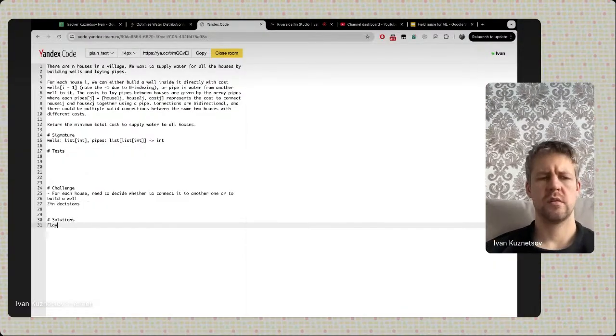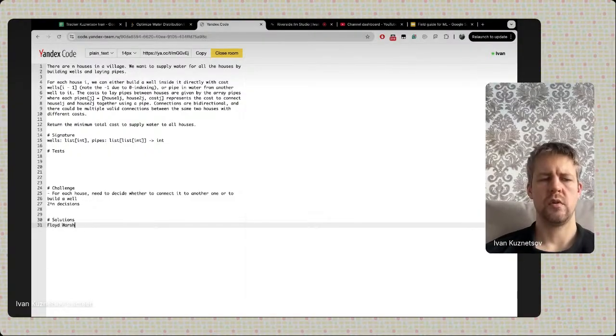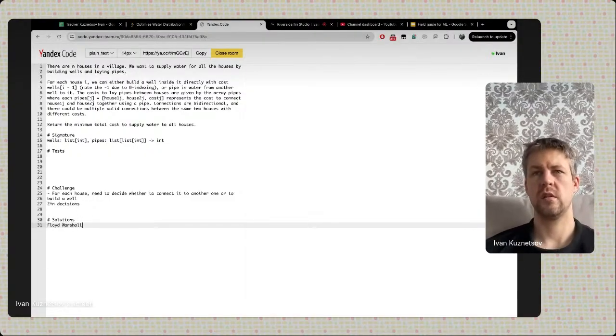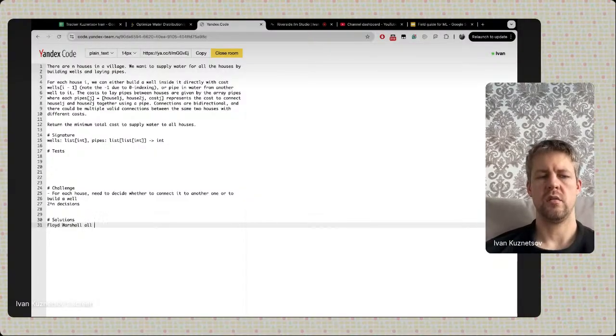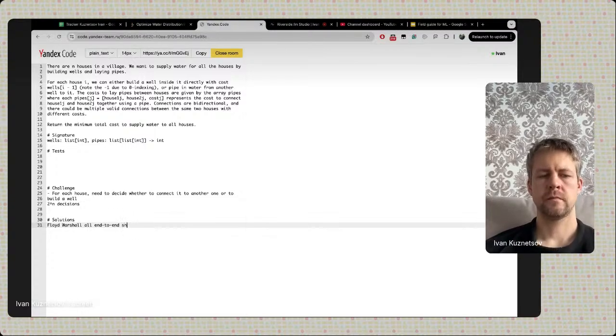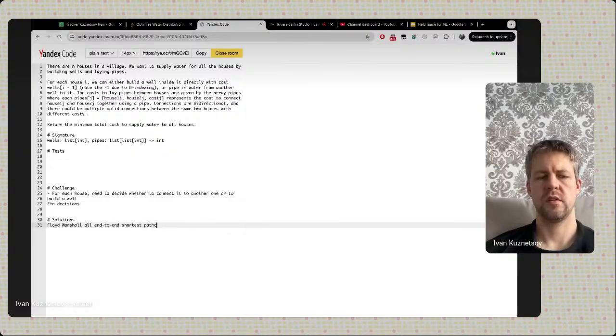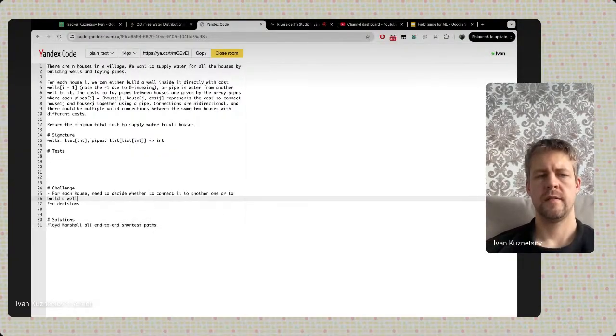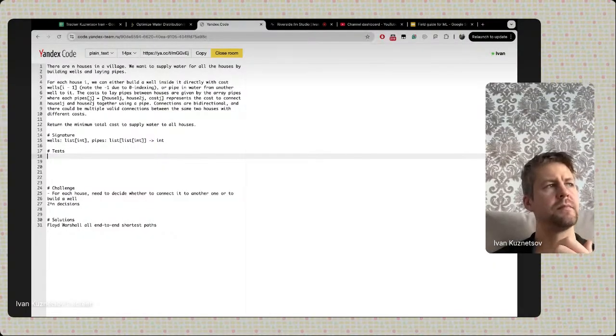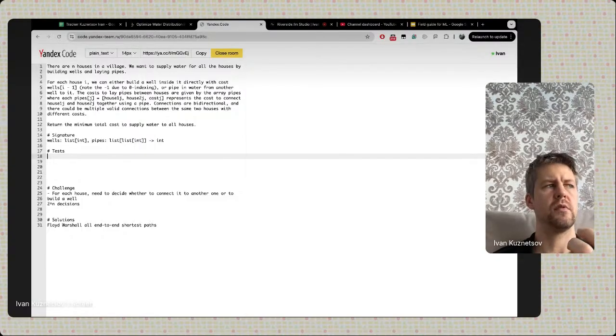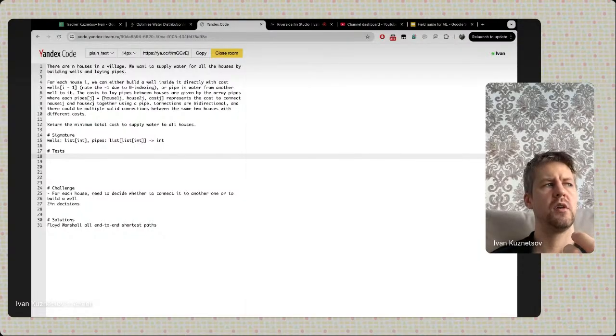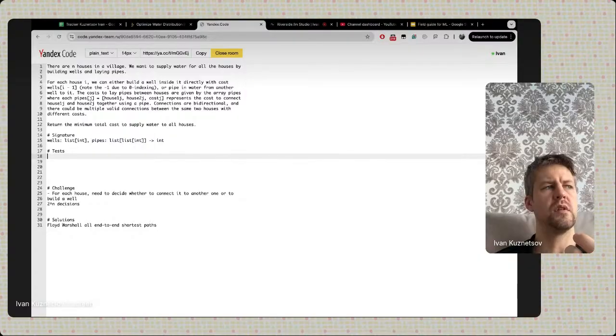I just thought about the possible implementation solutions. I actually don't remember, I think it's Floyd-Warshall. I'm afraid to be mistaken here, but this is all-to-all shortest paths. I'm just thinking whether we can use this Floyd-Warshall algorithm to figure out the minimum possible price that we are paying.